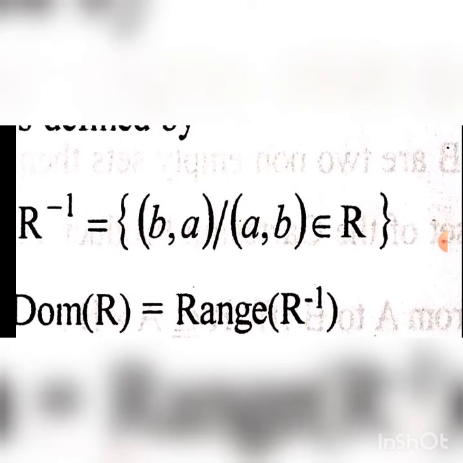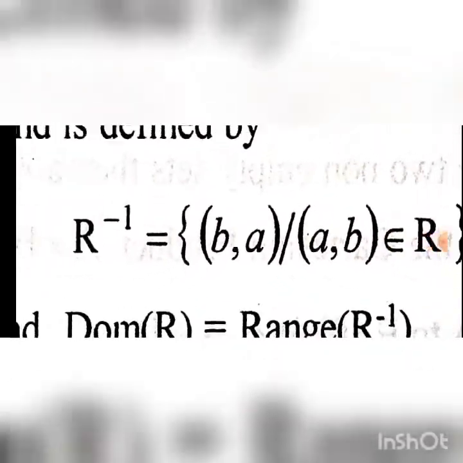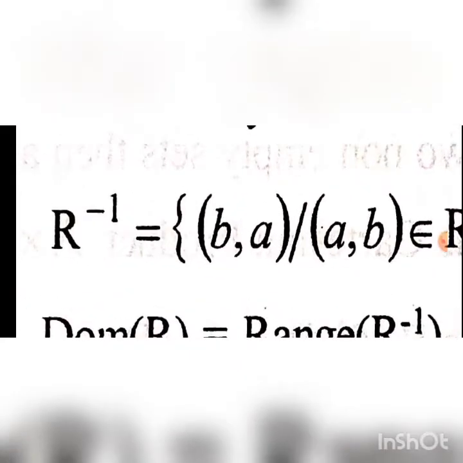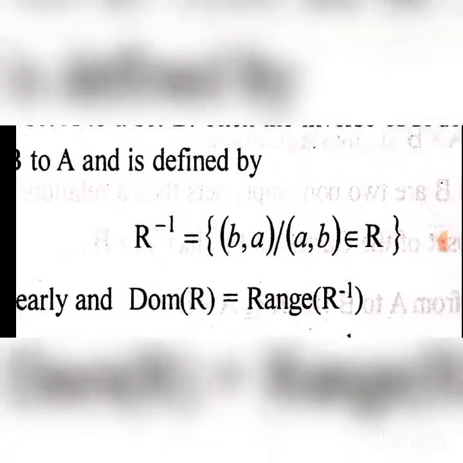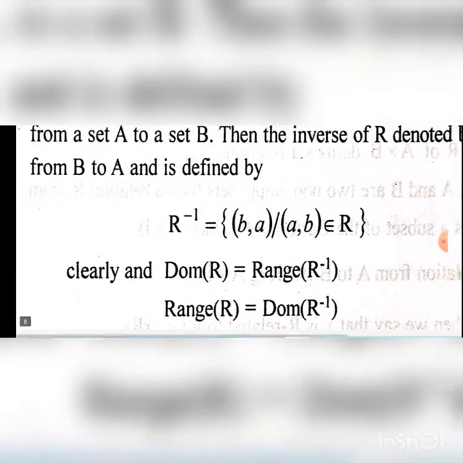Means we have to only reverse the elements of the ordered pair. You can see here in the set R there are elements (a, b), and in the set R inverse there are elements (b, a). Clearly, the domain of R is equal to the range of R inverse, and the range of R is equal to the domain of R inverse. So how is it?